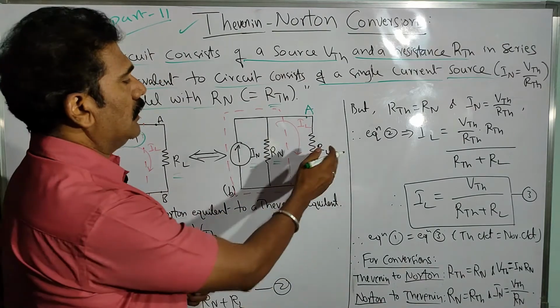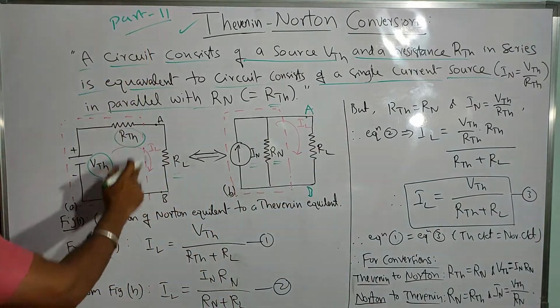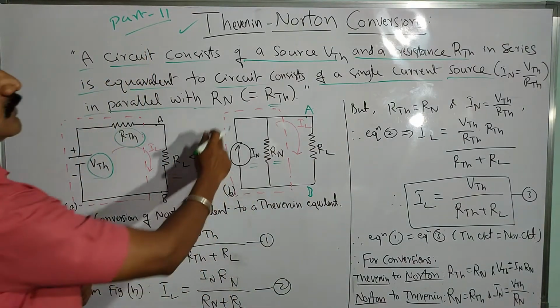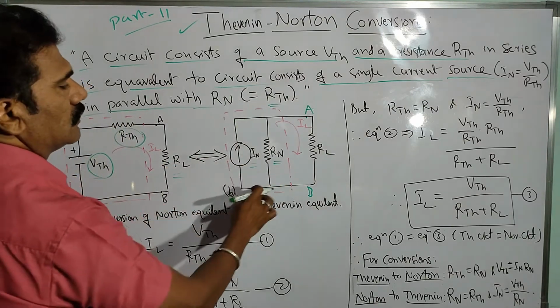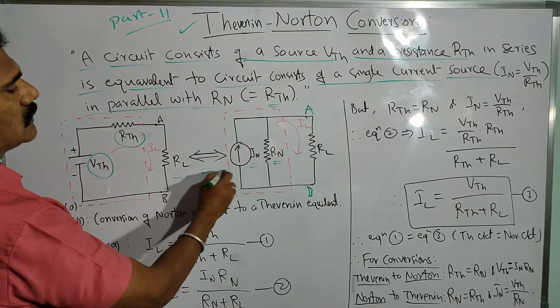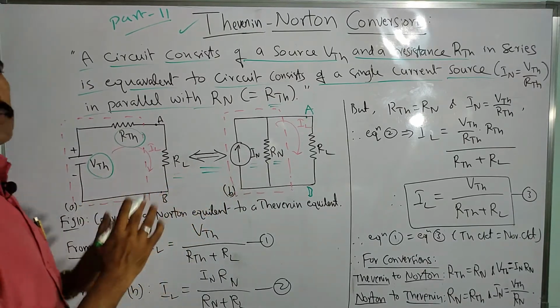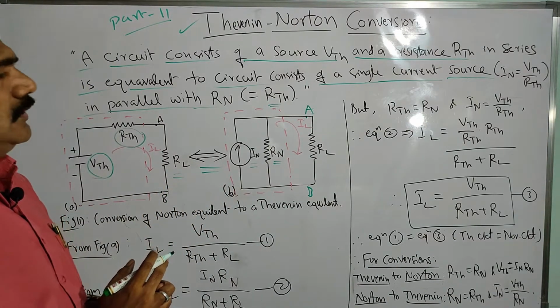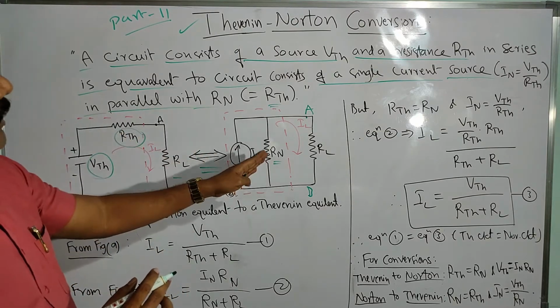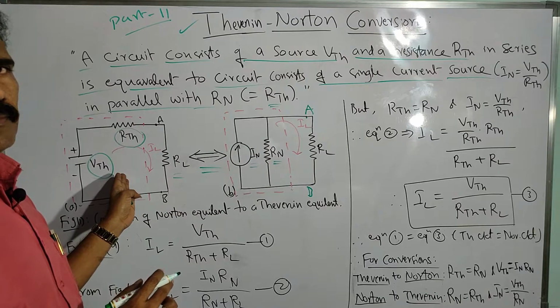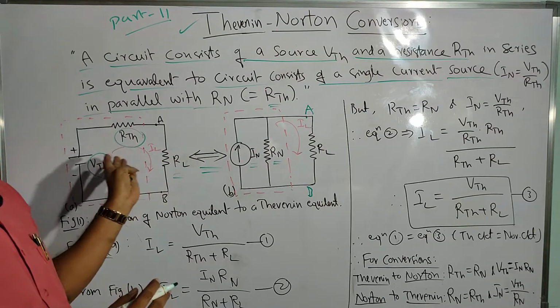Excluding that RL, look at only what is within the dotted box. We have Thevenin's equivalent circuit and Norton's equivalent circuit. Both are equivalent to each other, and this symbol indicates that. So you can convert either Thevenin's to Norton's or Norton's to Thevenin's. Once they are equivalent, you can convert mutually.